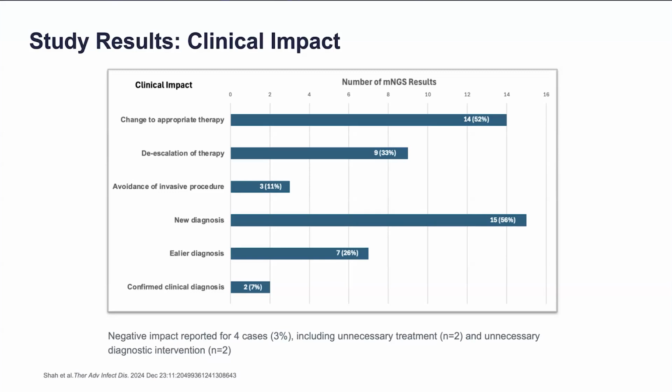Additional significant changes that were made in patient management were de-escalation of therapy in 33%. And this can happen both as a result of a positive test or a negative test where you rule out infection. In 11%, there was avoidance of invasive interventions such as bronchoscopy or deeper biopsies. Besides that, earlier diagnosis was also a major impact, which was seen in 26%. And lastly, confirmation of clinical diagnosis.